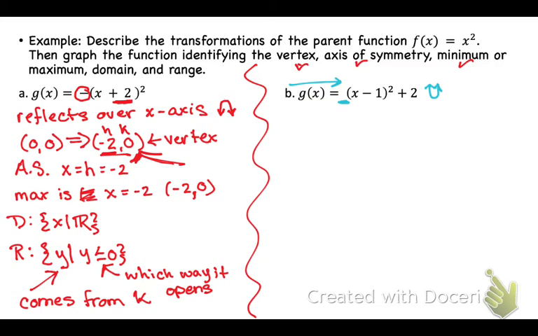Okay. So it's going to be the same width as the parent function because we have a 1 here, don't we? And I haven't really talked about that yet. But, okay, so we have an H and we have a K. So this is H and this is K. So my vertex was 0, 0. And now it is 1, 2. Okay? It's 1, 2. And again, opposite direction on the H.